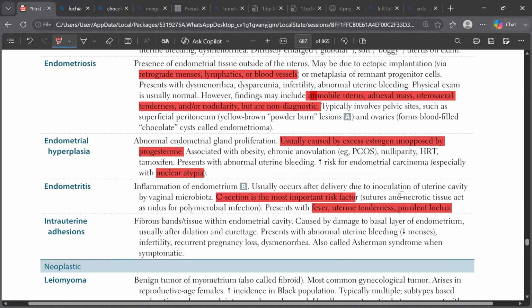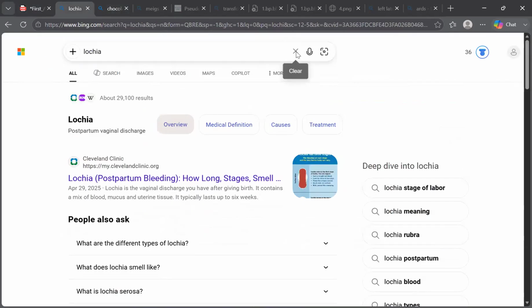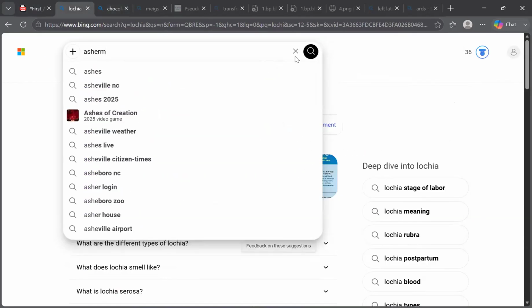Intrauterine adhesions are fibrous bands or tissues within the endometrial cavity. They are caused by damage to the basal layer of endometrium, usually after dilation and curettage. They present with abnormal uterine bleeding, decreased menses, infertility, recurrent pregnancy loss, and dysmenorrhea, also called Asherman syndrome when symptomatic. This is very important.